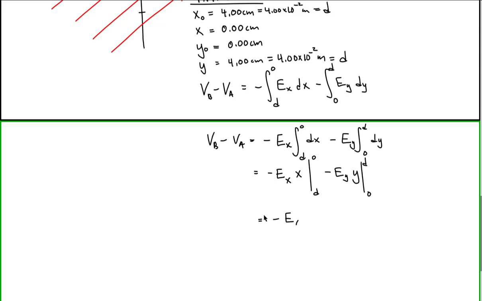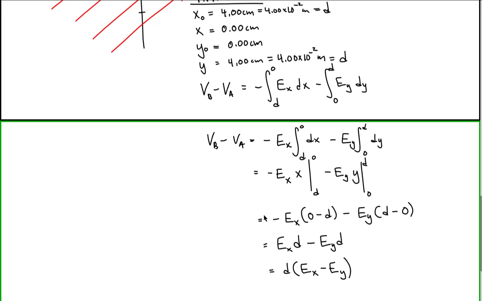This then is the product of the x component of the electric field times the quantity 0 minus d, minus the y component of the electric field times the quantity d minus 0. This is now the x component of the electric field times d minus the y component of the electric field times d, or for our final algebraic expression, the potential difference is equal to d times the difference between the x component of the electric field and the y component of the electric field.